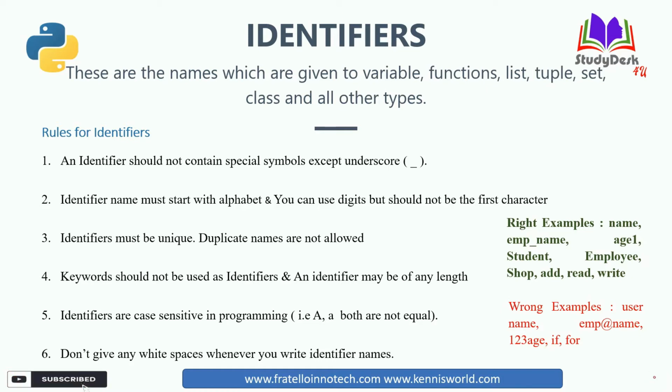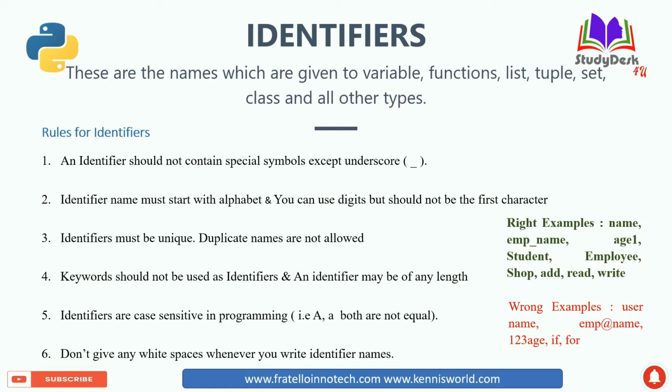And identifiers should not be duplicate, because once we define one variable name as x, if you define it one more time, it may give a conflict when accessing the respective variable. And keywords should not be used as identifiers, because keywords are inbuilt words, so we cannot use them for our naming purpose. An identifier may be of any length, so you can define a name of any length, it doesn't matter. And identifiers are case sensitive, meaning you cannot interchange uppercase and lowercase. And don't give any spaces between the words of the name.